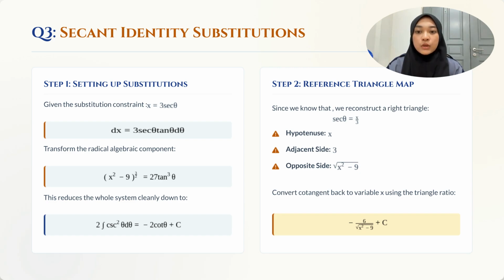To return to our initial variable x, we refer directly to the reference triangle on the slide. Because secant theta equals x over 3, the cotangent of our angle is adjacent over opposite, giving us 3 over square root of x squared minus 9. Multiplying by our constant scalar gives the final result: negative 6 over square root of x squared minus 9 plus c.